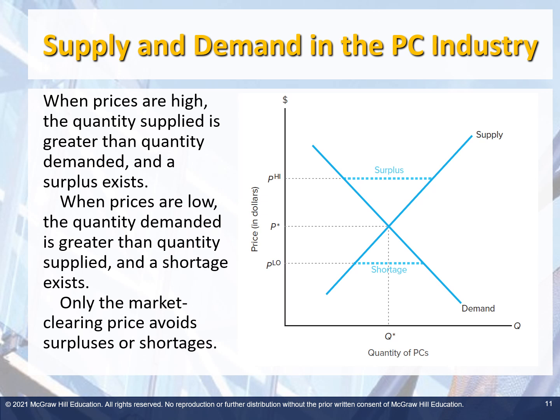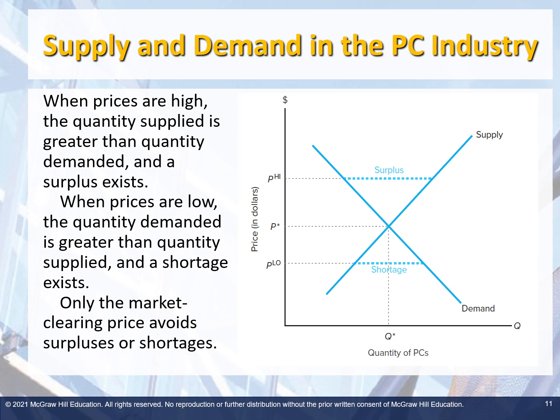In this slide, you see an example of what I've just talked about. When prices are high, the quantity supplied is greater than the quantity demanded, and a surplus exists. Imagine a scenario where the price of personal computers is very high. Manufacturers are eager to produce and sell more PCs to capitalize on high prices. However, consumers may not be willing to buy as many PCs at these high prices, leading to a surplus. This surplus indicates that there are more PCs available than consumers are willing to buy.